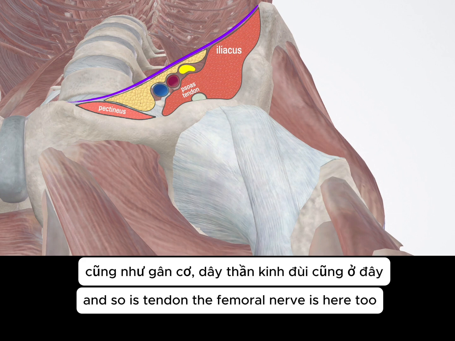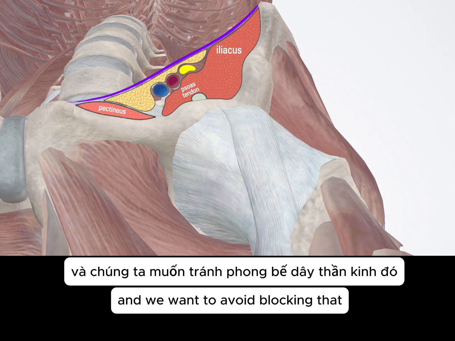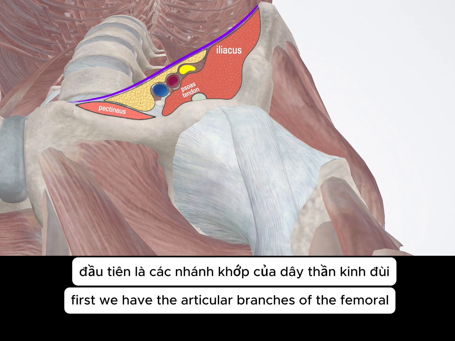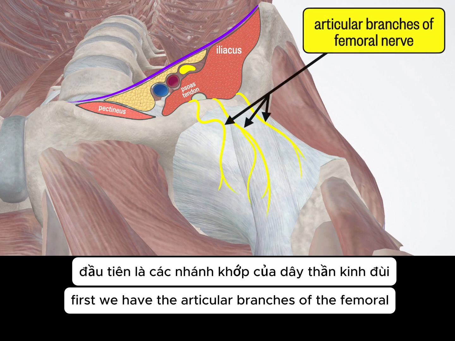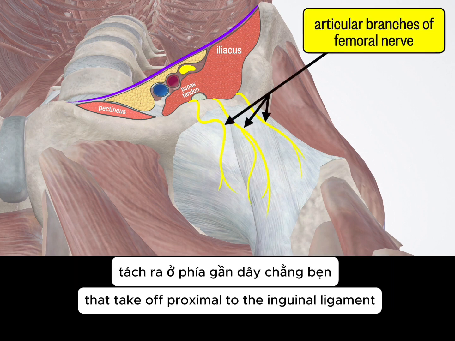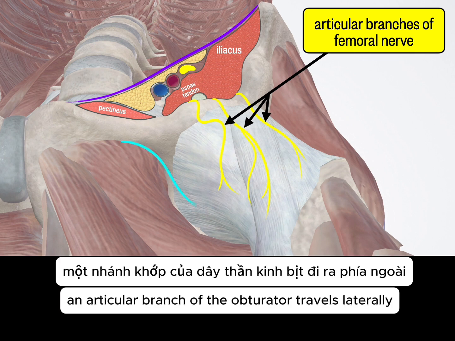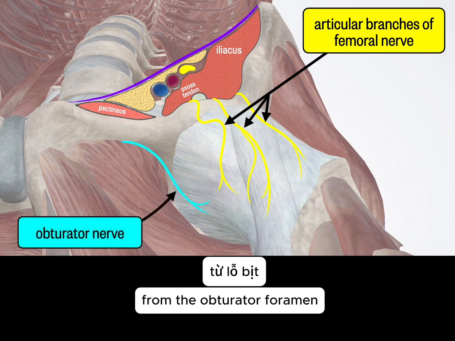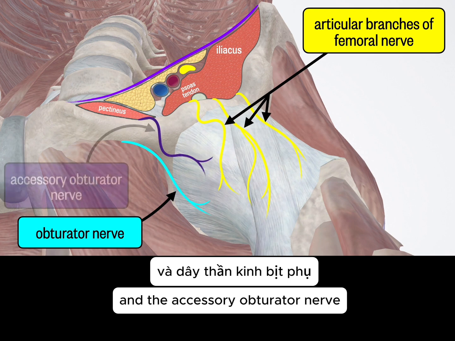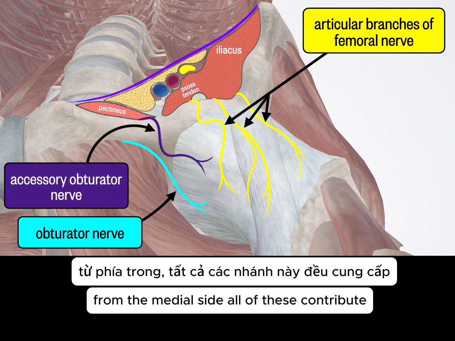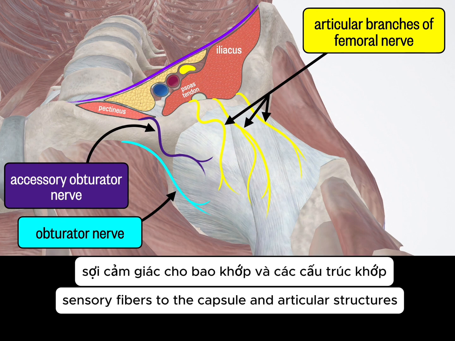The femoral nerve is here too, and we want to avoid blocking that to prevent quads weakness. Instead, we're going to focus on several smaller nerves that supply the hip joint. First, we have the articular branches of the femoral that take off proximal to the inguinal ligament and run deep to the iliacus muscle. An articular branch of the obturator travels laterally from the obturator foramen, and the accessory obturator nerve travels over the pelvic brim from the medial side. All of these contribute sensory fibers to the capsule and articular structures.